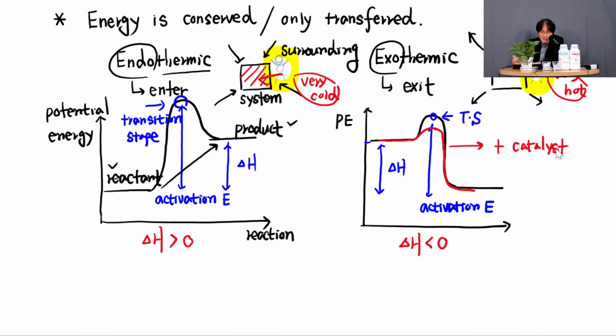This catalyst never is involved in the chemical reaction. It just helps the process go very smoothly. In this kind of case, it reduces the activation energy from this peak to this one. That's why it becomes reduced, and that's why this process becomes faster and easier. This is the effect of the catalyst.